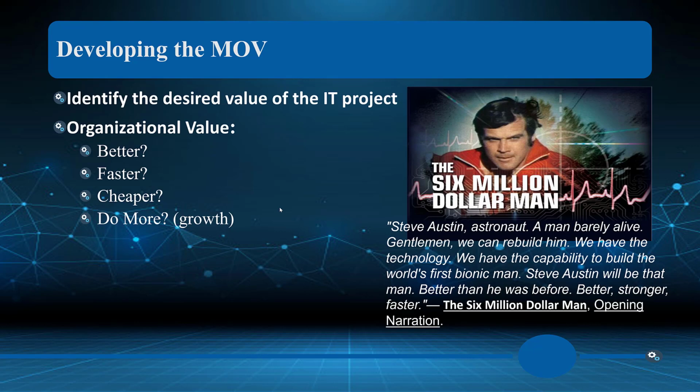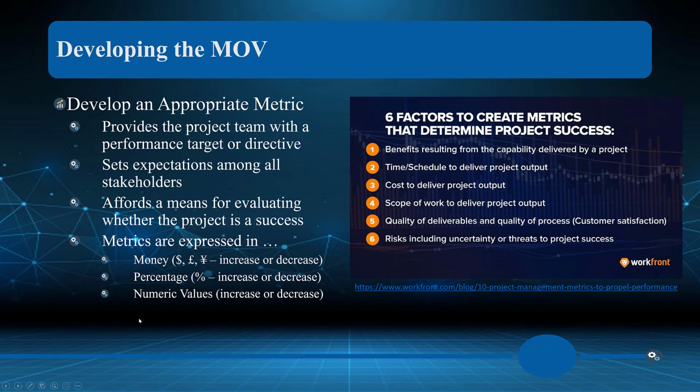Again, going back to the strategic plan, right? So the strategy, the verb, if you will, of the vision, mission, and values of an organization, we have to figure out how this plays in. How is that going to benefit the company to move forward with this? Now, I used a Workfront reference here. There's the reference to Workfront, great resources for factors to create metrics that determine project success.